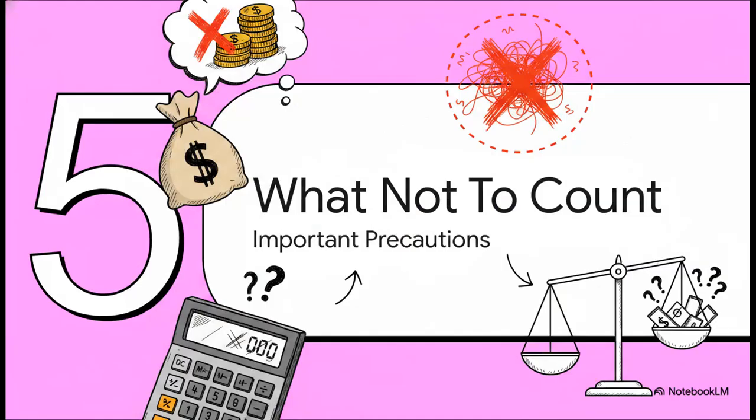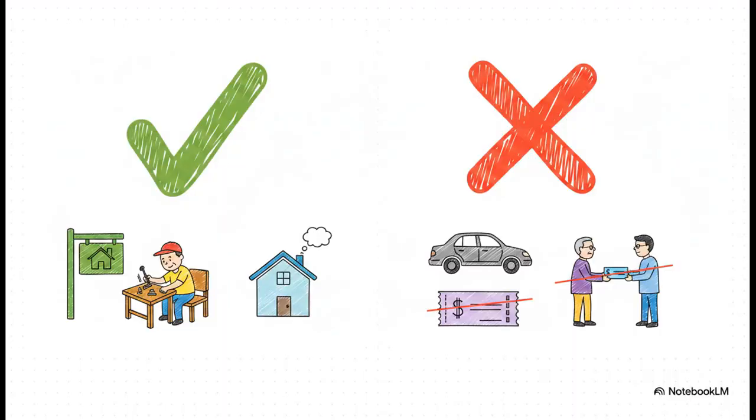Okay, so knowing what to add up is one thing, but you know what's just as important? Knowing what to leave out. To get an accurate number, you have to be super careful not to count the wrong things, or even worse, count the same thing twice. The golden rule is this: you only count the value of newly produced goods and services within that year. That's why we don't count the sale of a used car. Why? Because its value was already counted way back when it was first sold brand new. We don't want to double count it.